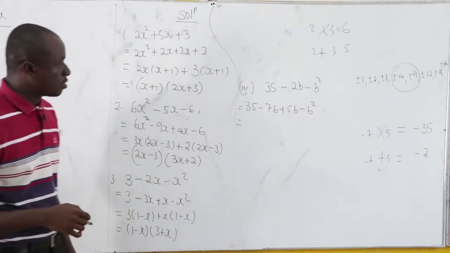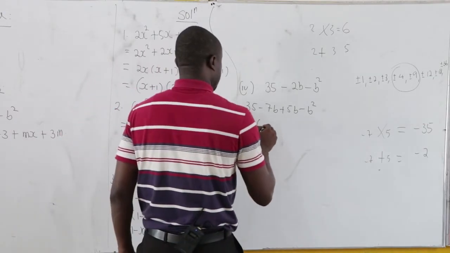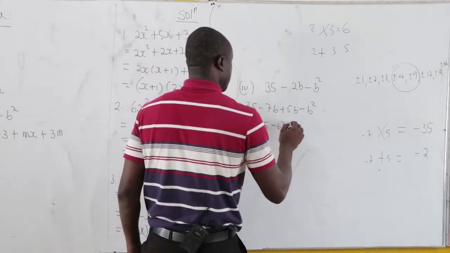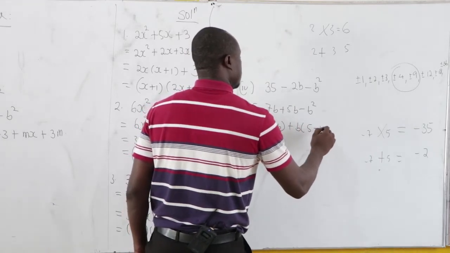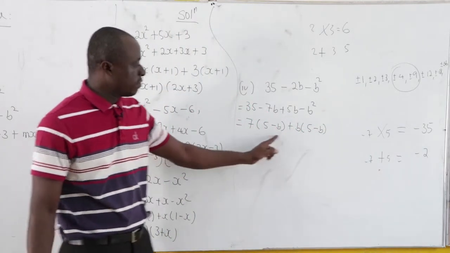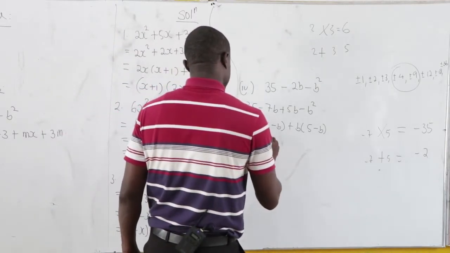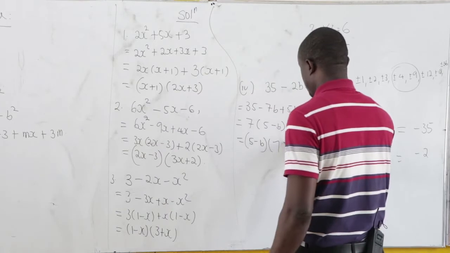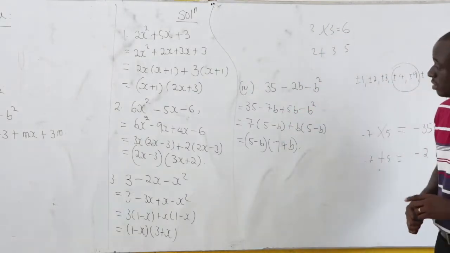Now here, what is common? The common one is 7. So 7 out, we have 5 minus b. Then plus this b is out, b is common, so 5 minus b. So 5 minus b is common. We bring it out, and then we will get 7 plus b. And this is the fourth one.